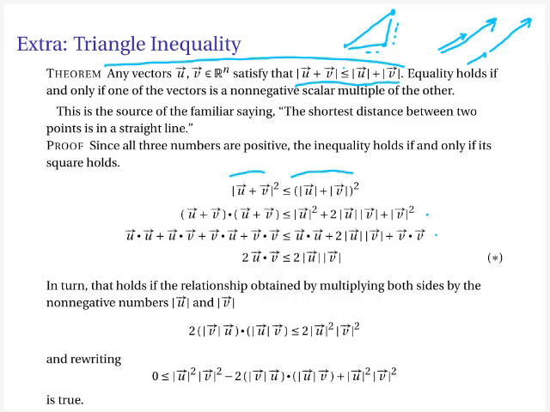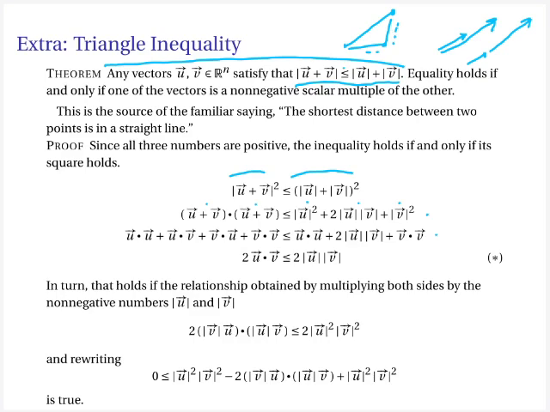Okay, let's see. The length of a vector squared is the vector dotted with itself. That's the left-hand side. And what happens when you square two numbers? We know what happens. You get the first number squared, then the middle term, and then the second number squared.